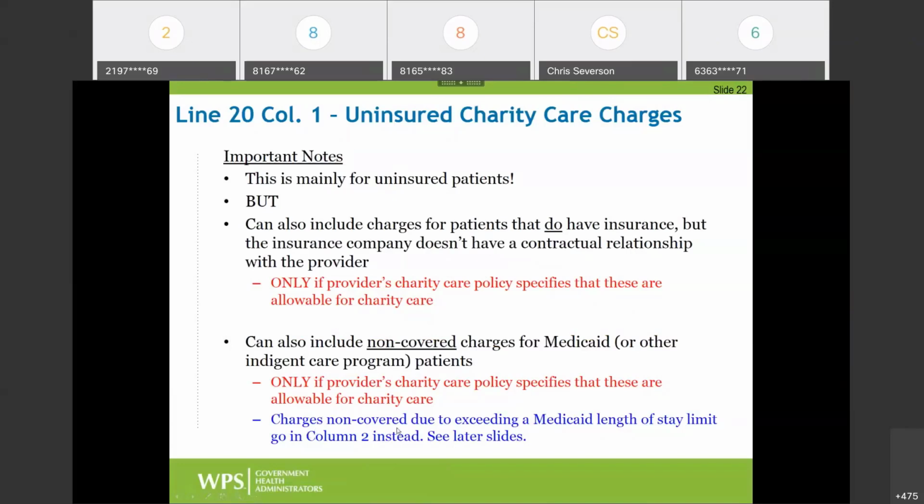However, the charges that are non-covered due to those patients exceeding a Medicaid length of stay limit go in column 2 instead. Now, one could argue, hey, isn't that just a non-covered Medicaid service, just like we talked about? And my answer would be, yeah, it's extremely similar, but for whatever reason, and we've never really gotten a good response from CMS on why it needs to be separated, why they use this data separately, CMS currently asks for those specific issues with the Medicaid length of stay limit. They want those separated out in column 2, and that also goes into that kind of tricky line 25 that we'll cover in just a bit.